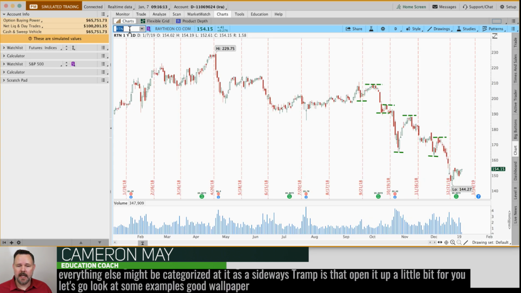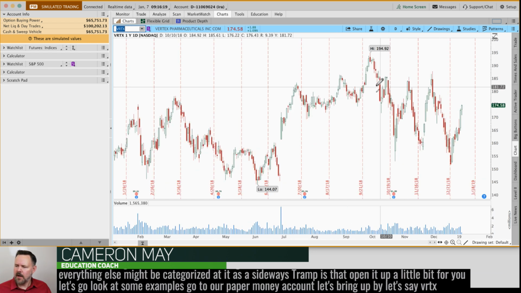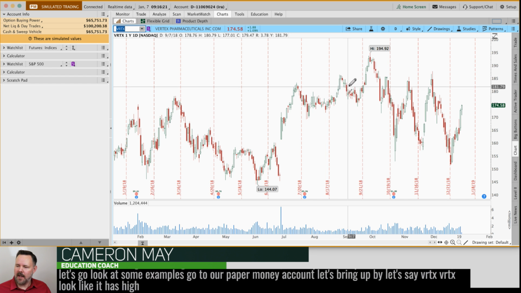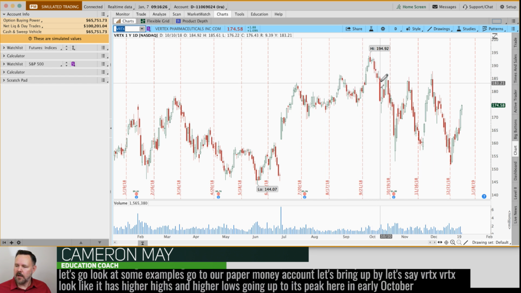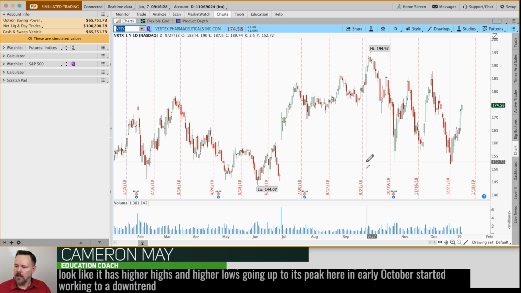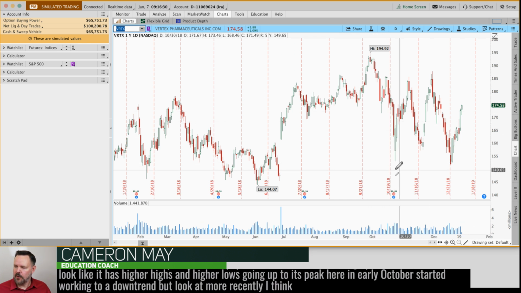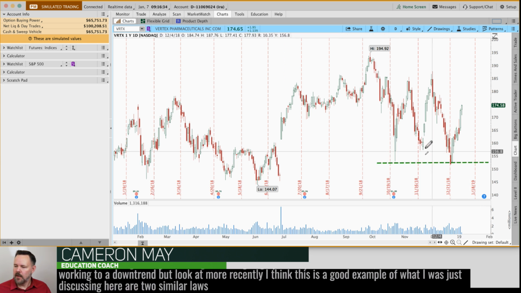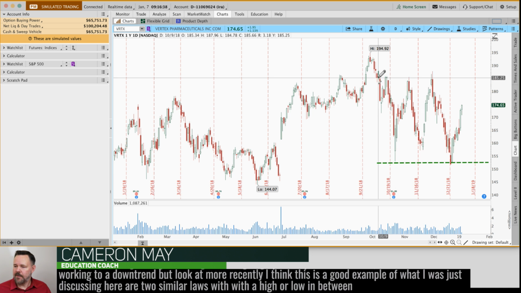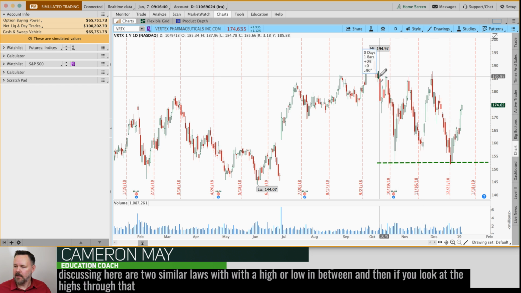Let's go to our paper money account. Let's bring up, let's say, VRTX. VRTX looked like it had higher highs and higher lows going up to its peak here in early October. Started working into a downtrend, but look at more recently. I think this is a good example of what I was just discussing. Here are two similar lows with a higher low in between. And then if you look at the highs through that period, they're also similar.